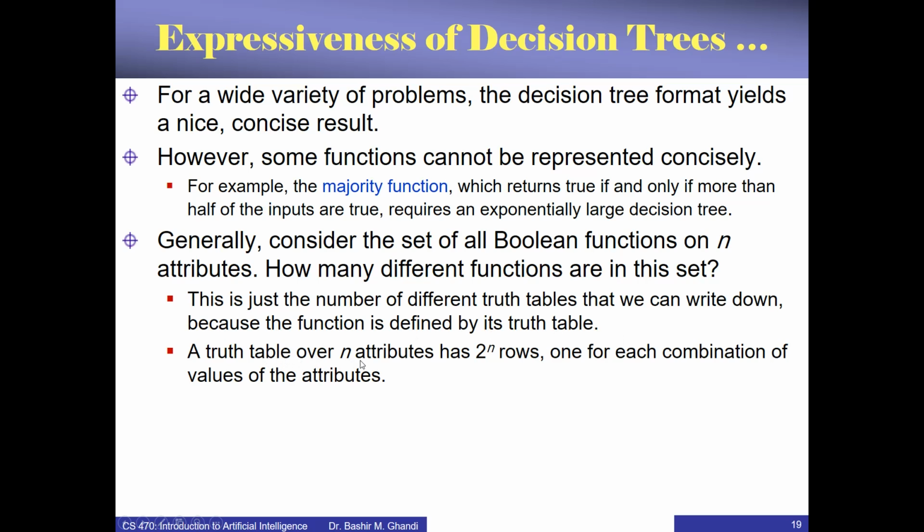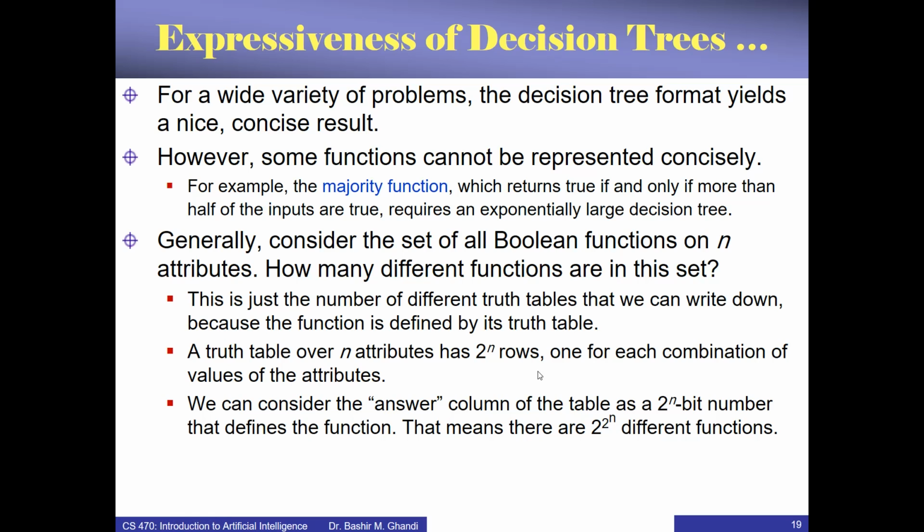And a truth table over n attributes has 2 to the power n rows, one for each combination of the values of the attributes. Okay, 2 to the power n rows. Now we can consider the class column, or the answer column, of the table as a 2 to the power n bit number that defines the function. In that case, it means that there are going to be 2 to the power 2 to the power n different functions.